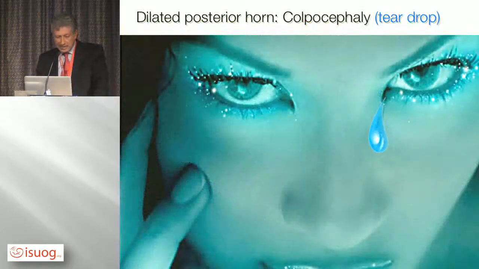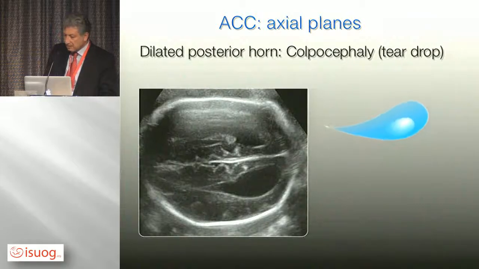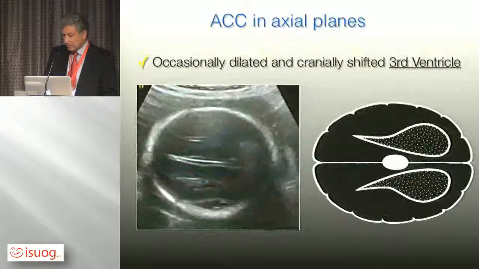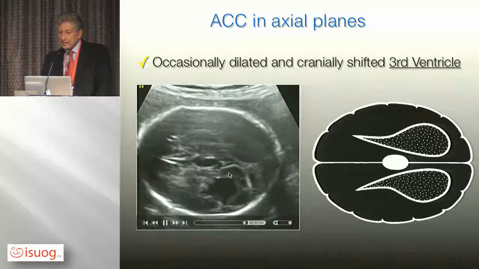And there is a sign which is easy to know, which is the teardrop sign. The teardrop sign means that the shape of the lateral ventricle reminds you of a teardrop. I think it's easier to understand than colpocephaly. And this is the typical image. If you see it once, you will never forget. Additionally, occasionally, you may also see a dilated and cranially shifted third ventricle.